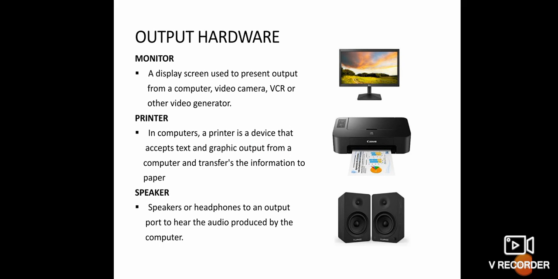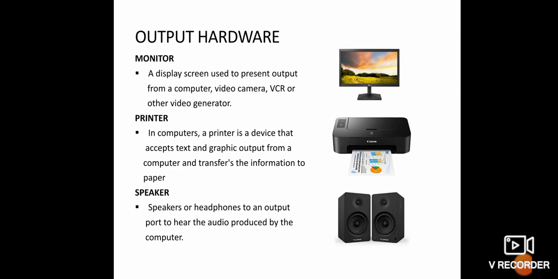What is a monitor? It is a display screen used to present output. For example, if you are sad, it will be reflected automatically in your face, right? And if you're happy, you'll be smiling, and that will reflect again in your face. Just like that, a monitor displays all the output from a computer. It could be a video camera, VCR, which means video cassette recorder, or a video generator. Those are the ones that produce the output in a monitor.